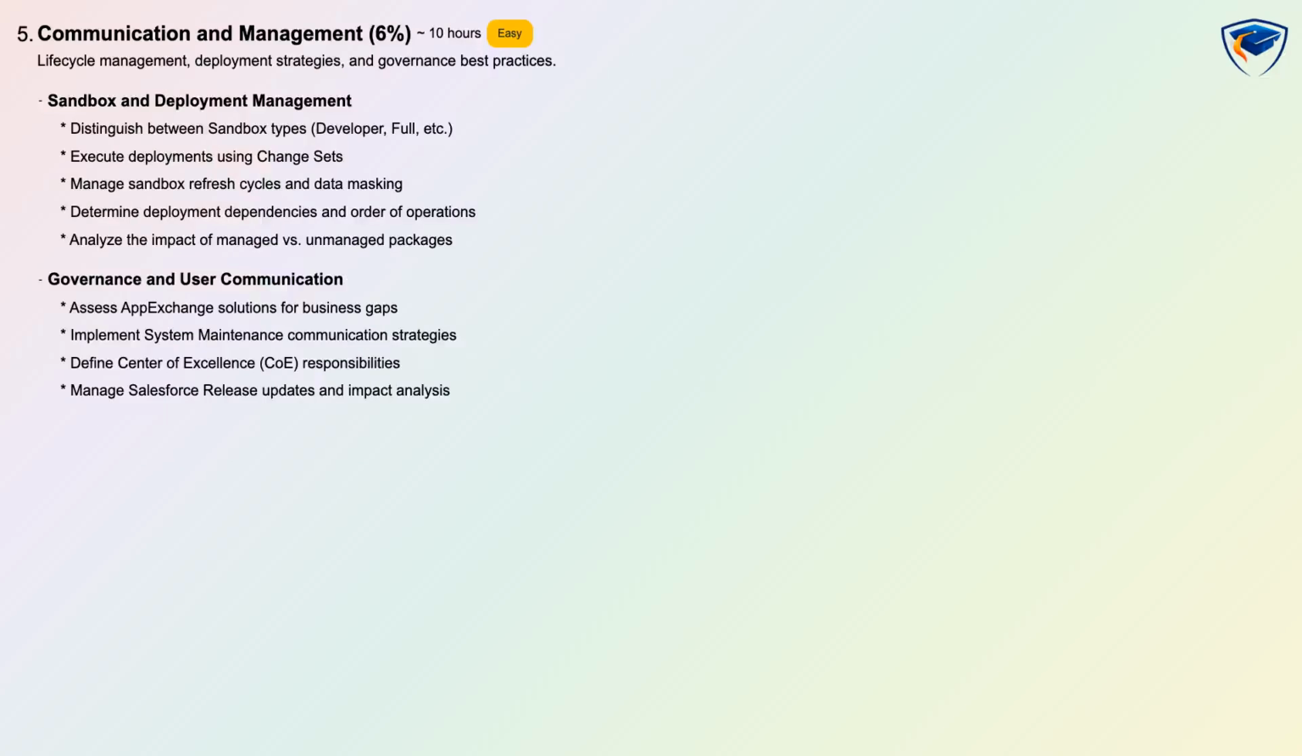Communication and Management accounts for 6% of the exam, is easy, takes an estimated 10 hours, and is assessed through conceptual and scenario-based questions. You will distinguish sandbox types such as developer and full, manage sandbox refresh cycles, data masking, and determine deployment dependencies using change sets and other deployment tools while analyzing managed versus unmanaged package impacts.